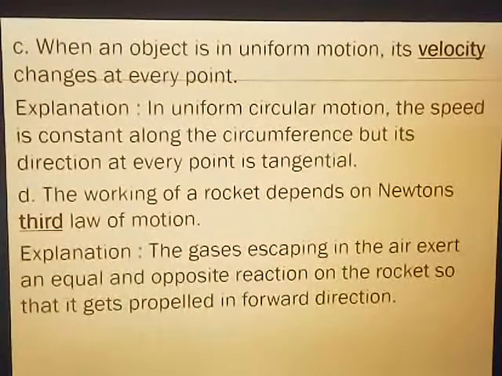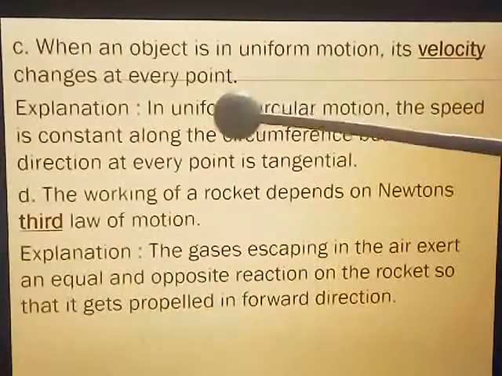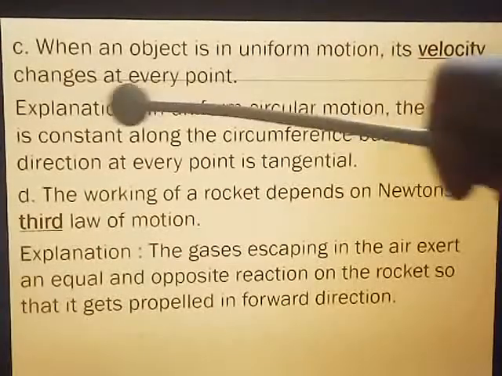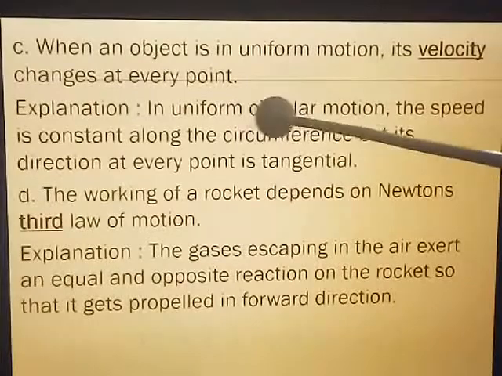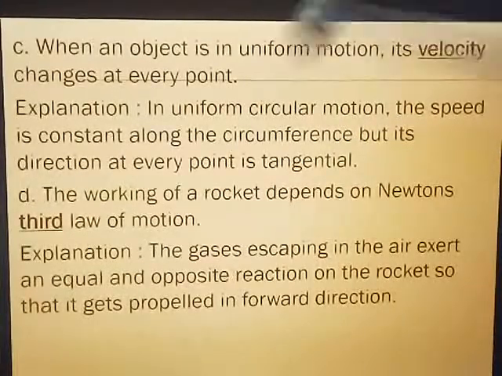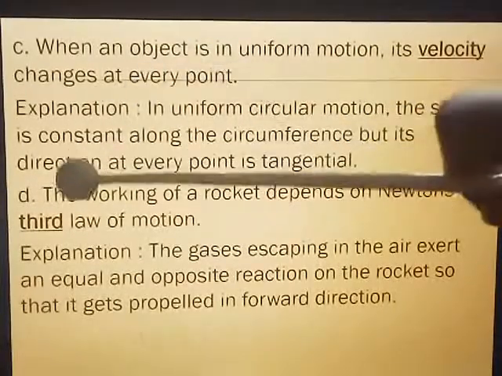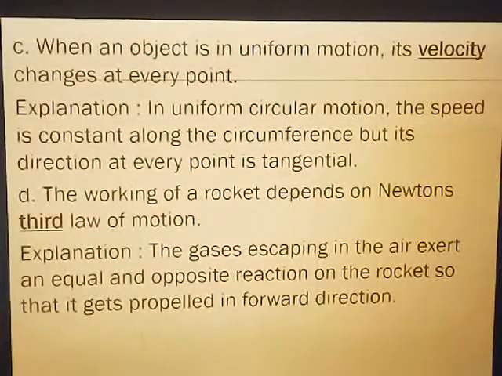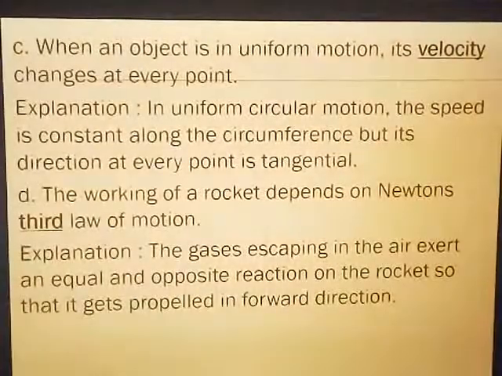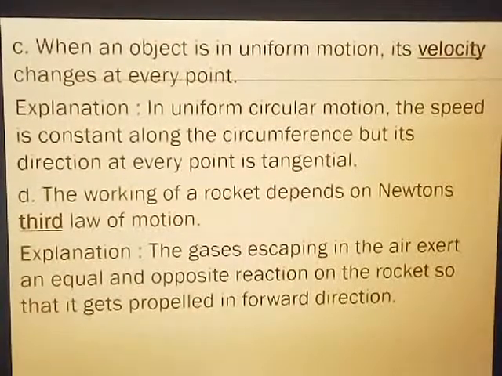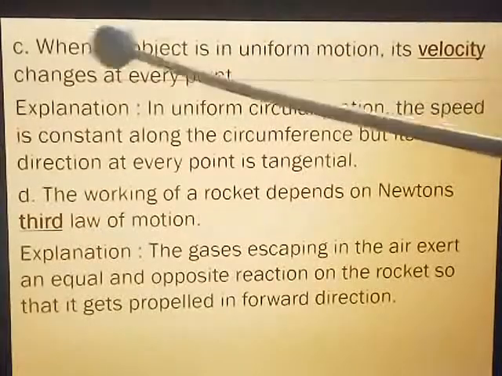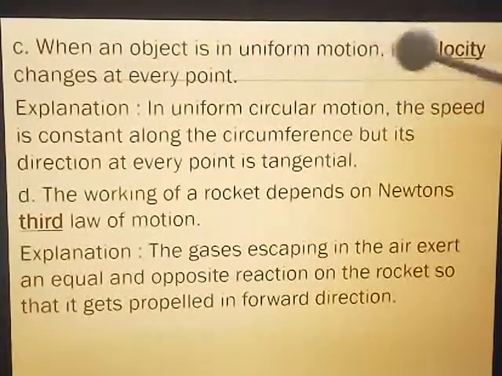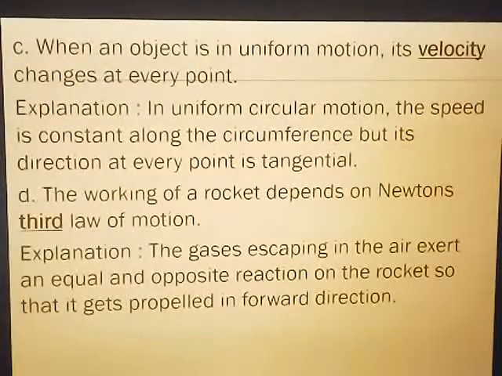When an object is in uniform circular motion, its dash changes at every point. Now you know that in uniform circular motion, the speed is constant along the circumference, but its direction at every point is tangential. So the velocity here changes at every point. So when an object is in uniform circular motion, its velocity changes at every point.